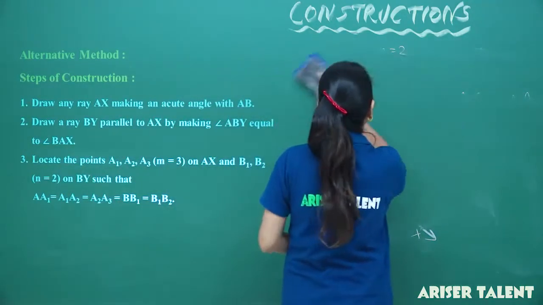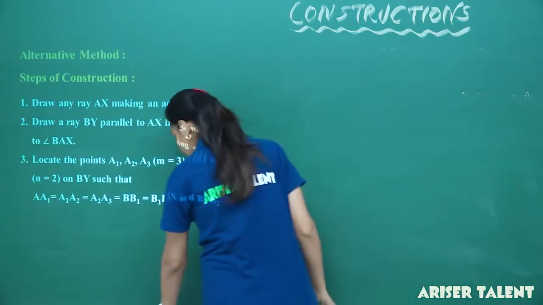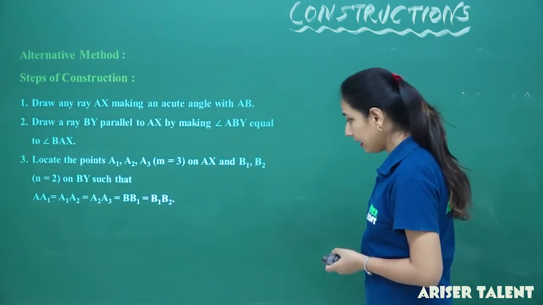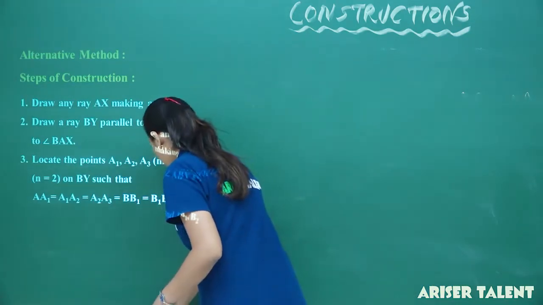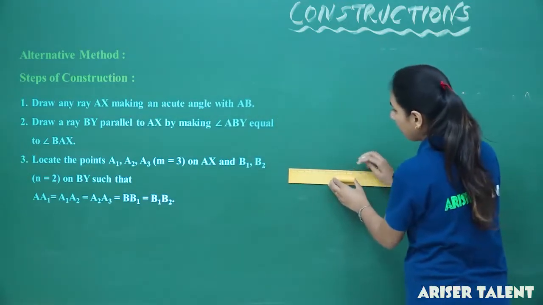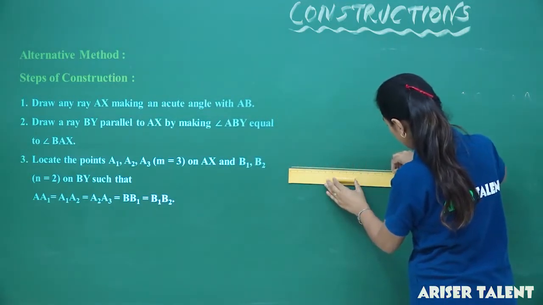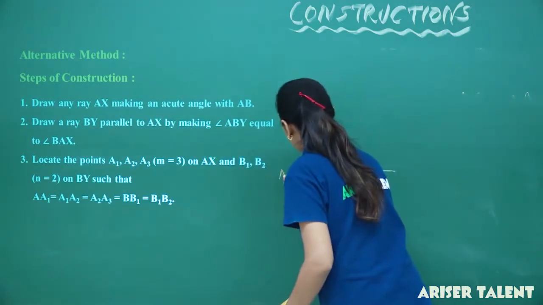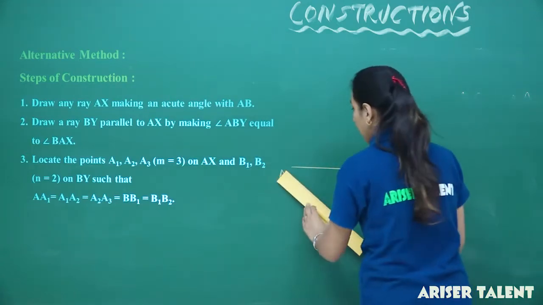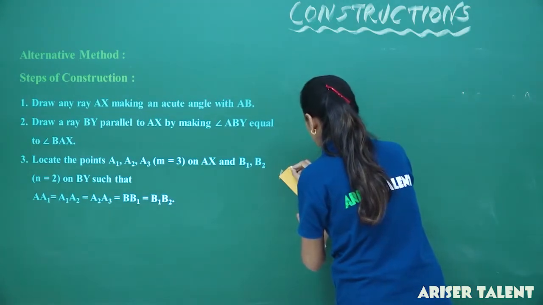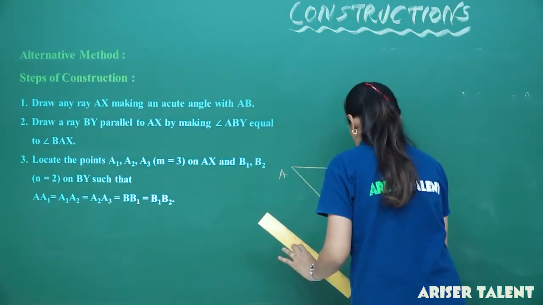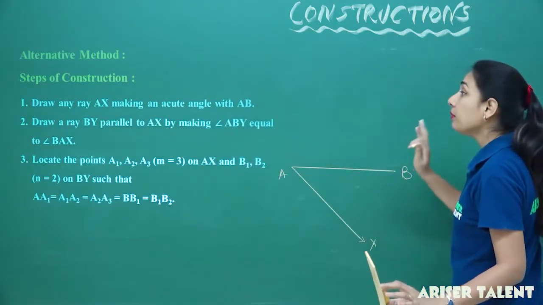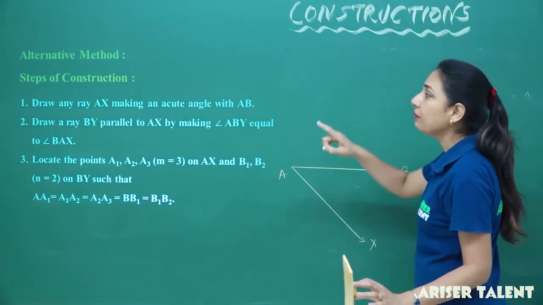So let's learn how to write it. Draw any ray AX. So we are having any ray AX, making an acute angle with AB. So AB is this line, and AX is any acute angle there. Okay, now it's saying draw a ray BY parallel to AX.